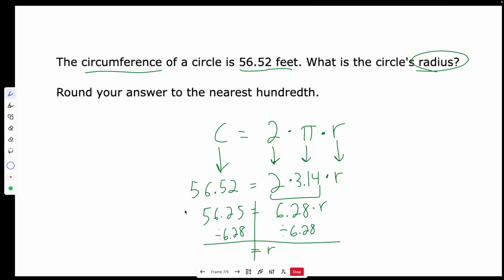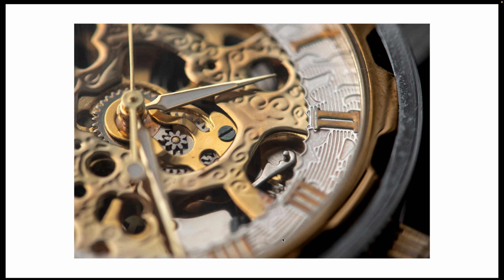And I've just realized that I've made a small mistake here. Somehow I went from 5.2 to 2.5 in the next line. So let's fix this. This should have been 5.2. And when you do the division, you get r equals 9. And this is your final answer. This would be 9 feet.